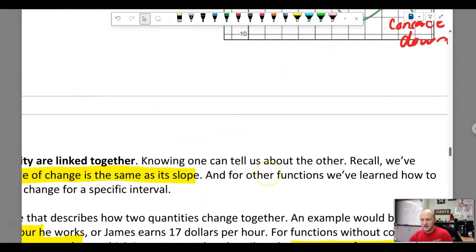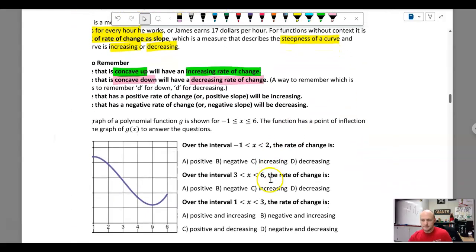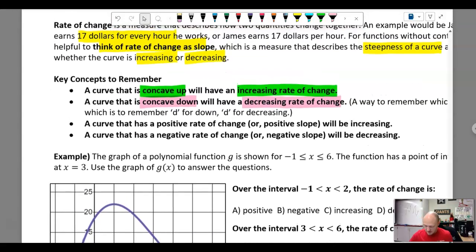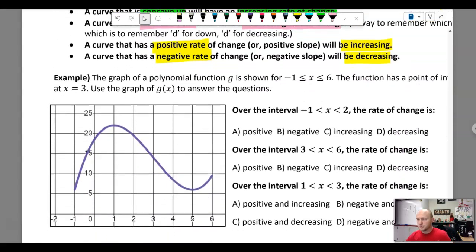Okay, so let's go ahead and, well, I kind of just talked about this. Let's get into some examples in a second. The curve has a positive rate of change, the graph is increasing. If it's a negative rate of change, it's decreasing. Okay, so pretty simple to remember.